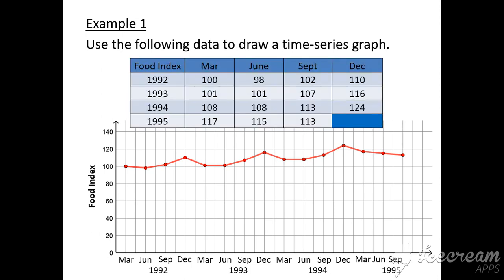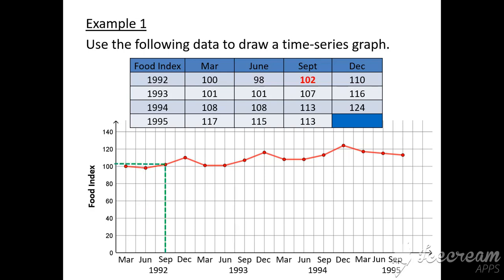All right, so how do we plot these points? Well, can you see that in March of 1992, the food index was 100. Now, to explain what food index is, it basically means if you went into a shop and bought a whole lot of groceries, it would cost $100 at that time, right? Now, in June of 1992, if you went back into a shop and bought the same amount of the same type of groceries, the food would only cost you $98. So it got a tiny bit cheaper.